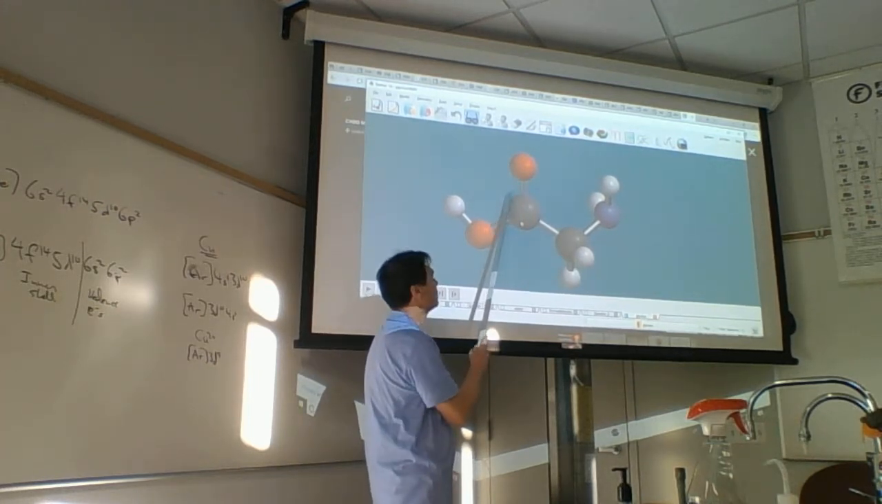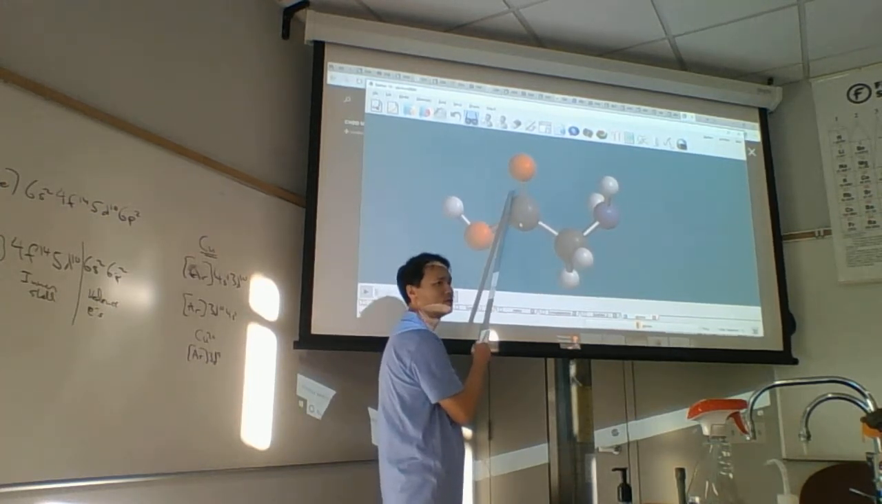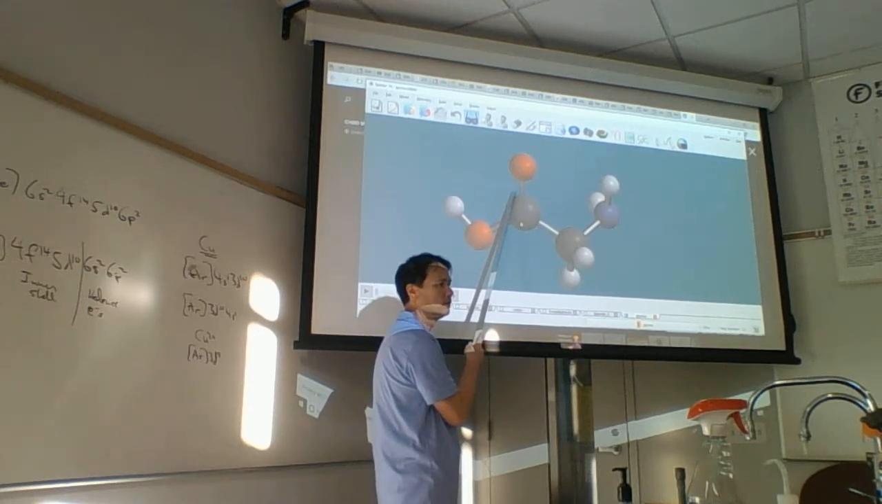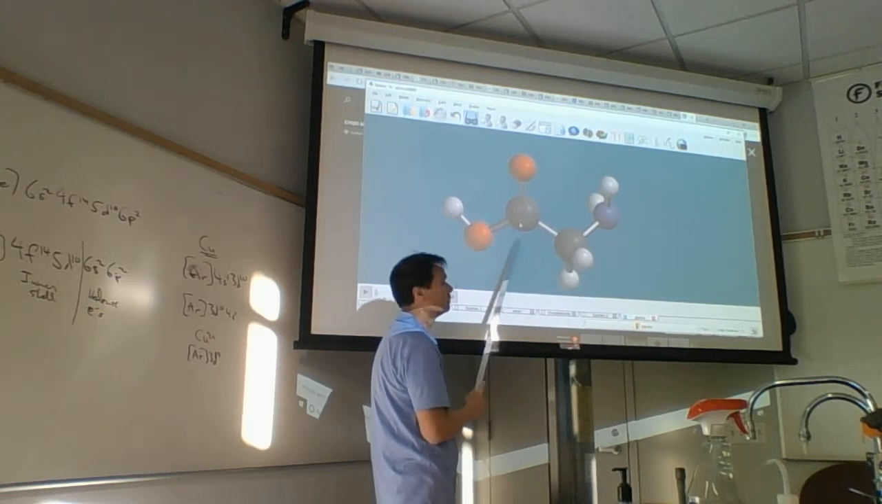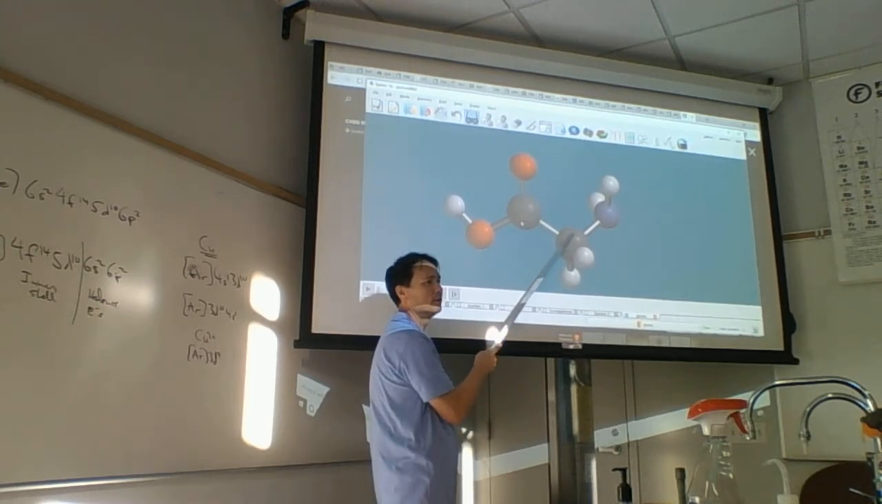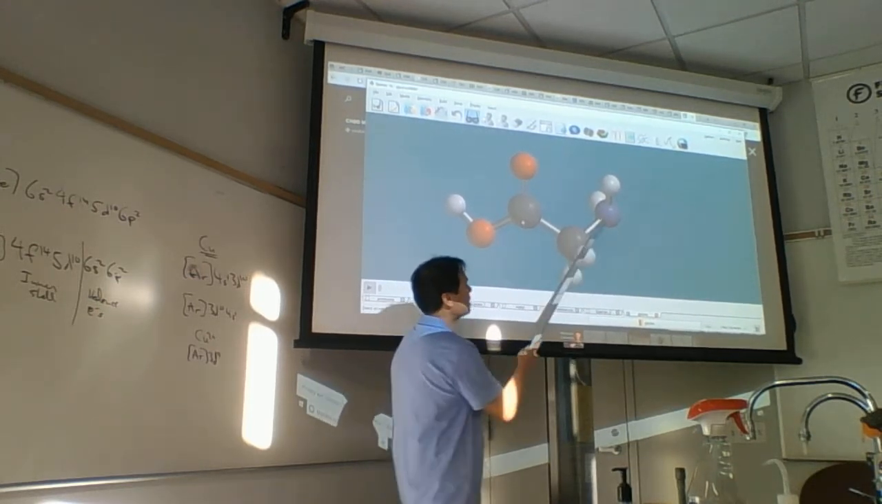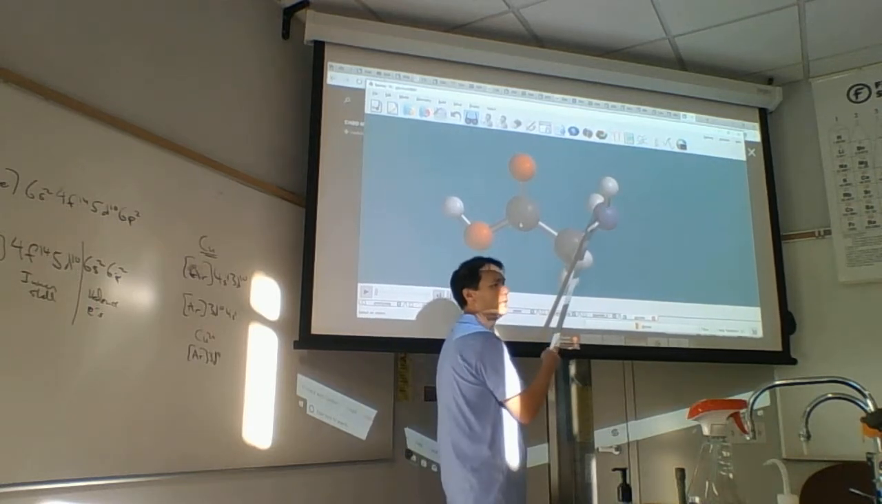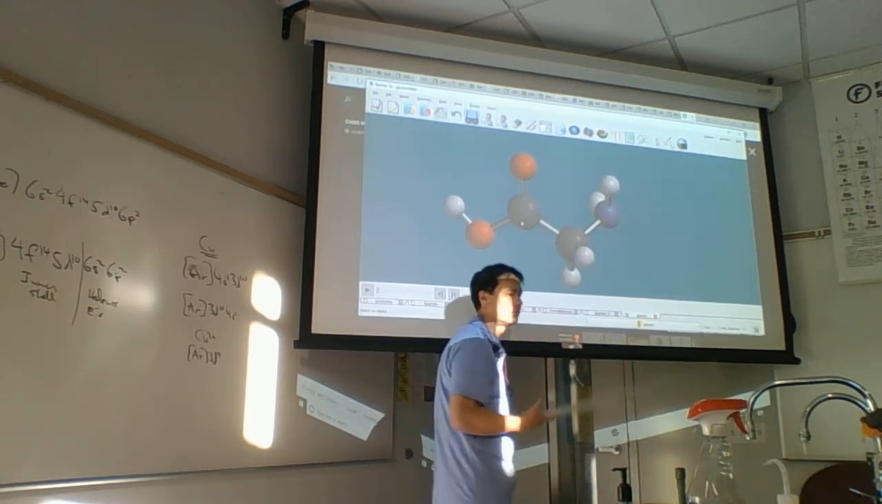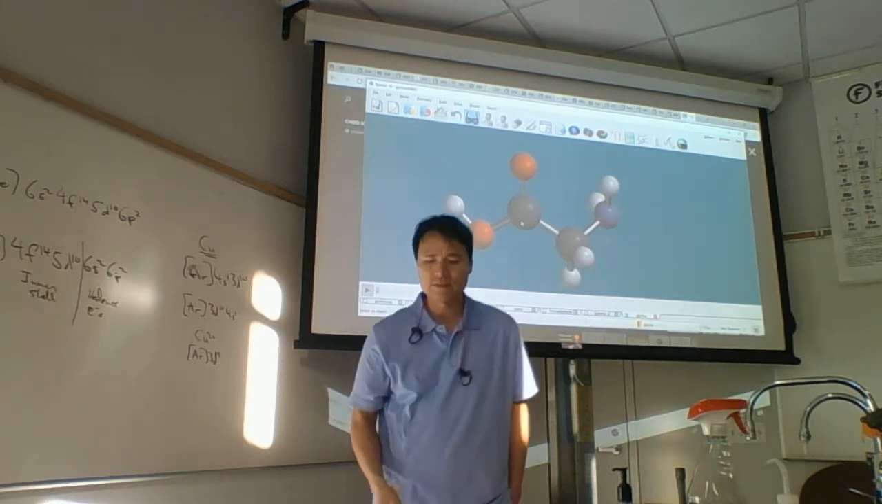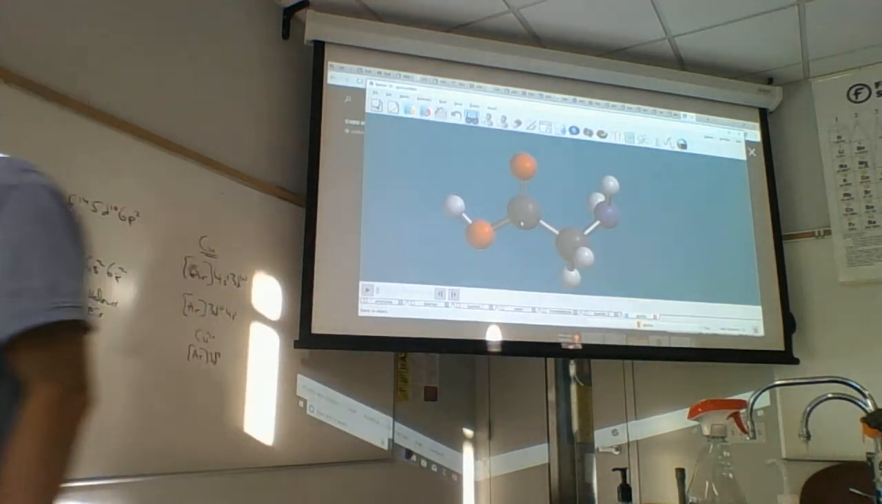This looks like what we just looked at. The ideal angle is 120, but this should be distorted to about 122. This one's like ammonia here. The ideal angle is 109, but the distorted angle should be about 107. So those are the three scenarios that we talked about.